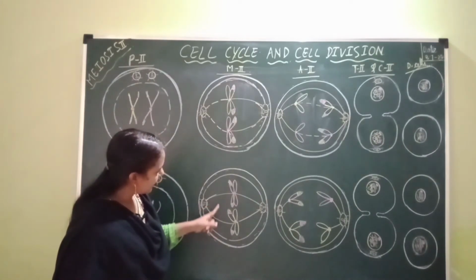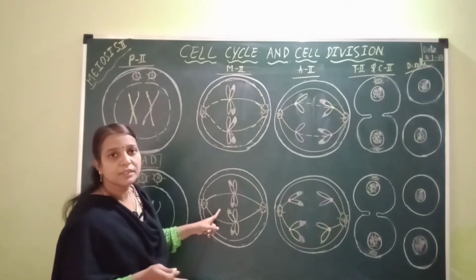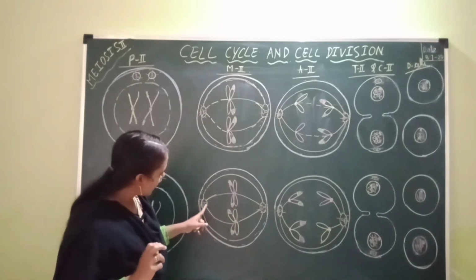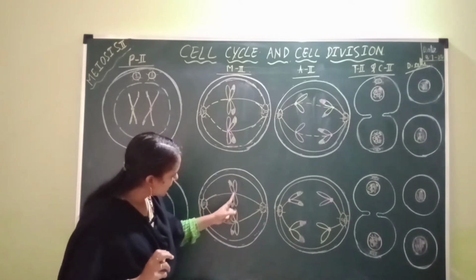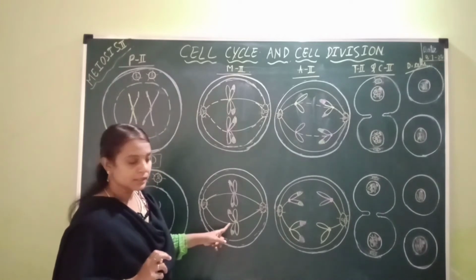The other type of spindle fibers are discontinuous spindle fibers, or chromosomal fibers, or tractile fibers. As they are attached to the chromosomes at the point of kinetochores, they are called chromosomal fibers.